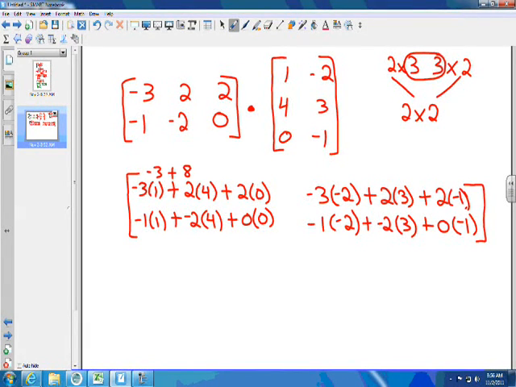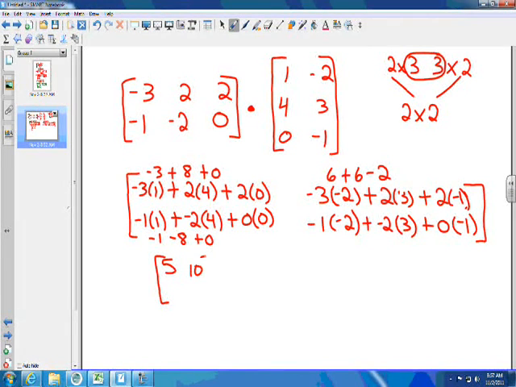So -3 plus 8 plus 0, what would that give us? And then 6 plus 5 minus 2 gives 9. And then -1 minus 8. And then 6 plus 6 minus 2. Yep. Good call. Which would be 10.